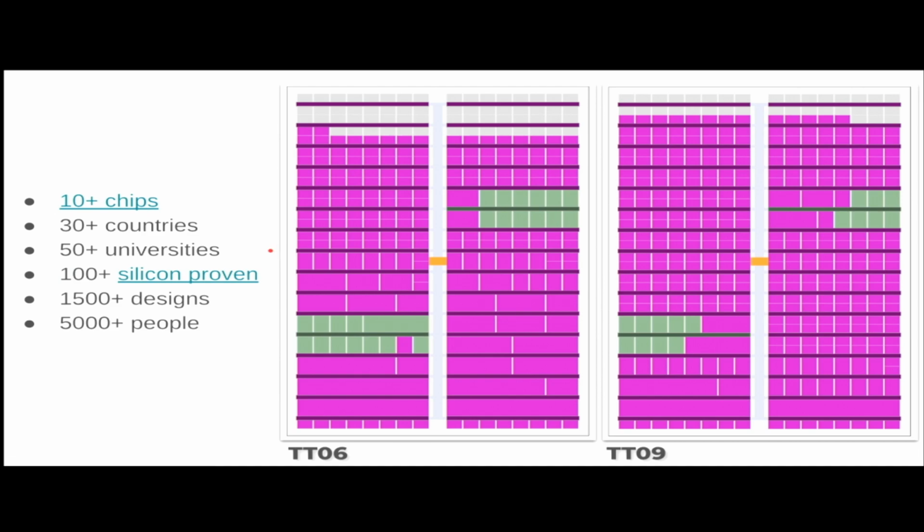So taking a look at some of our recent chips, and I'll share the link to this presentation later, and you can click on these links. But we've done more than 10 chips, and they look like this with all these little projects inside and some of these large ones. We're working with people in more than 30 countries, more than 50 universities. More than 100 designs have been proven to work. We've taped out about 1,500 designs, and we've interacted with around 5,000 people.